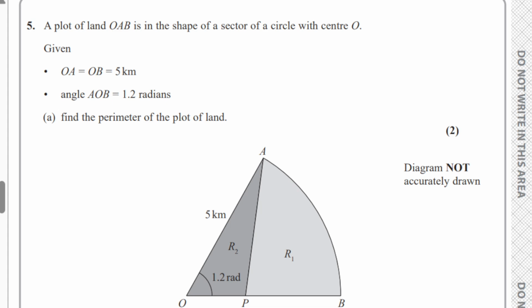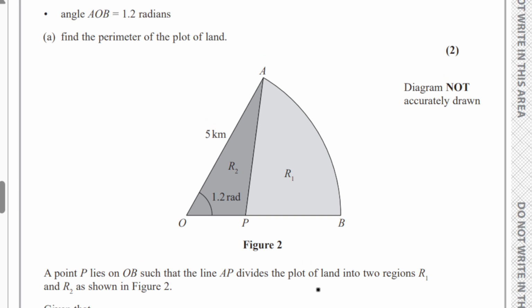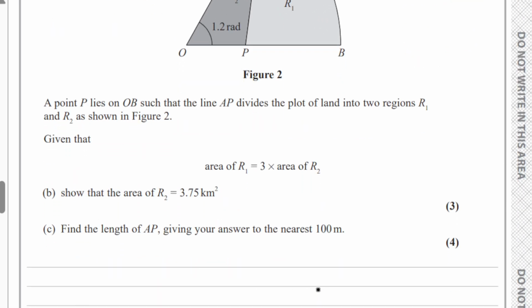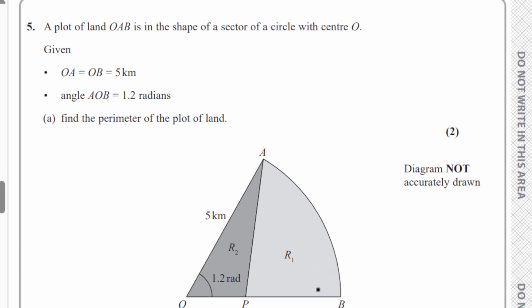Question 5. This is Pure Math 1. Question 5 is 2 plus 3 plus 4, which is 9, so it's 9 marks.